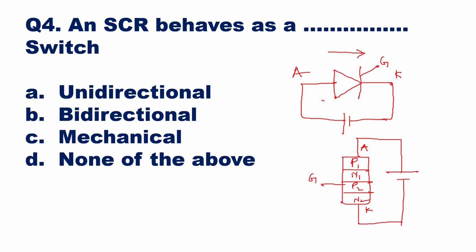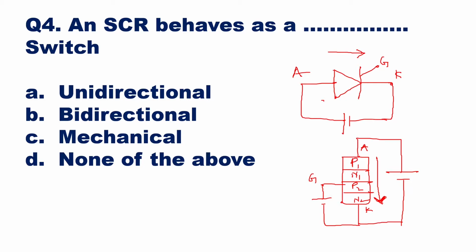We can also use the gate terminal for early conduction. That can also be positive with respect to the cathode. Now here the current will flow from top to bottom, from P1 to N2. This is unidirectional. This is the only flow of current which can flow. So whenever the SCR is on, the current will flow in one direction. Otherwise, it is in the off condition.